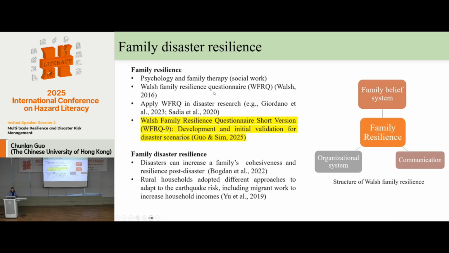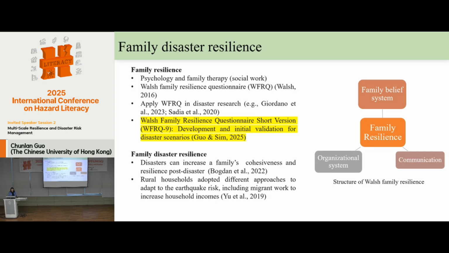She developed a questionnaire to measure the level of family resilience in 2016, and now this scale has already been applied in disaster scenarios. She divided family resilience into 3 parts: family belief system, organizational system, and communication. And we know that disaster, as one of the setbacks or difficulties, indeed can have some positive influence on increasing families' cohesiveness as well as resilience.